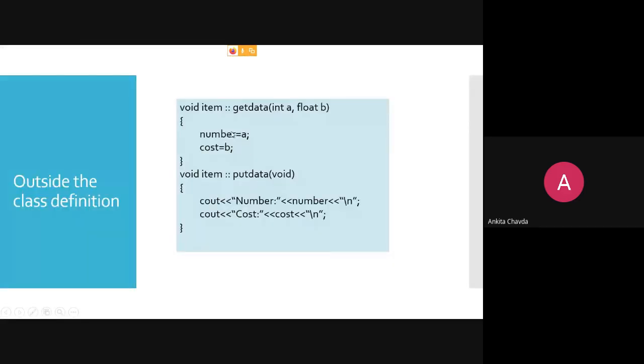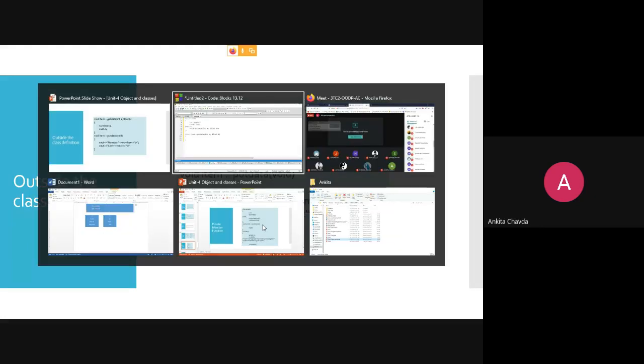So here I've given you the same example. Say suppose this is void item, right? Get data is my function. In that I have one integer for number and one float for the cost. Cost would be in float, but number is an integer. In the same way I have a put data function, and I've labeled it with my class name, item, and I'm just printing the value. So these are the two functions of the class item.